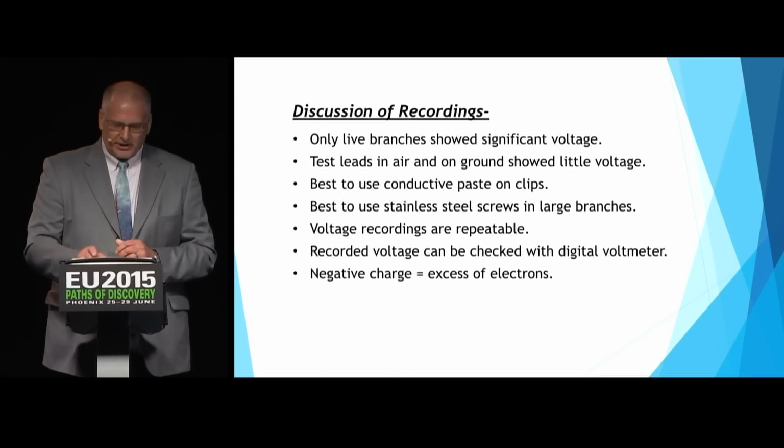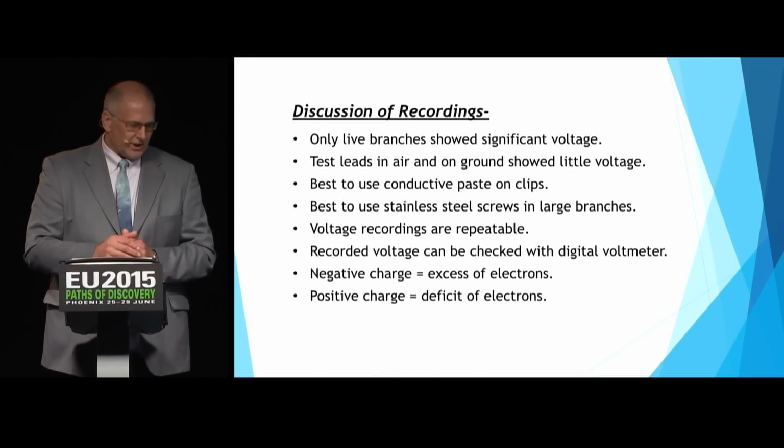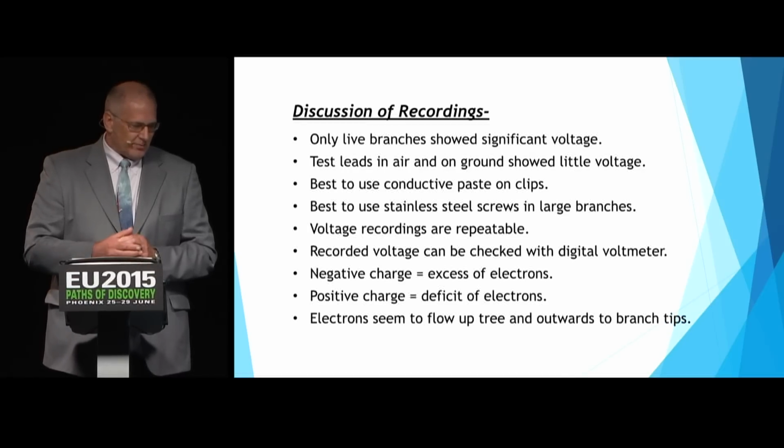Negative charge equals excess of electrons. Positive charge equals deficit of electrons. Electrons seem to flow up the tree and outwards to the branch tips.